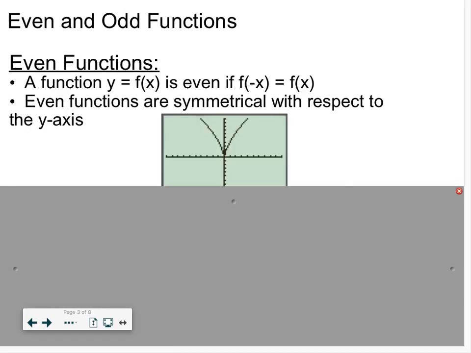Okay? Which, if you've graphed any of those parent functions on your pink chart, you can just look at it. Is there symmetry about the y-axis? Cool. It's an even function.